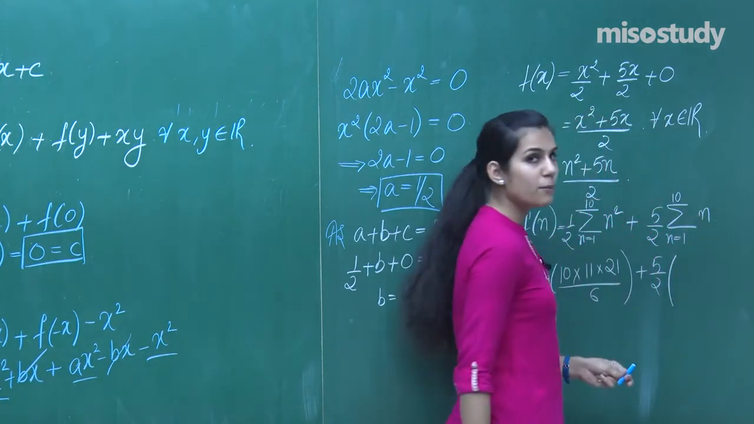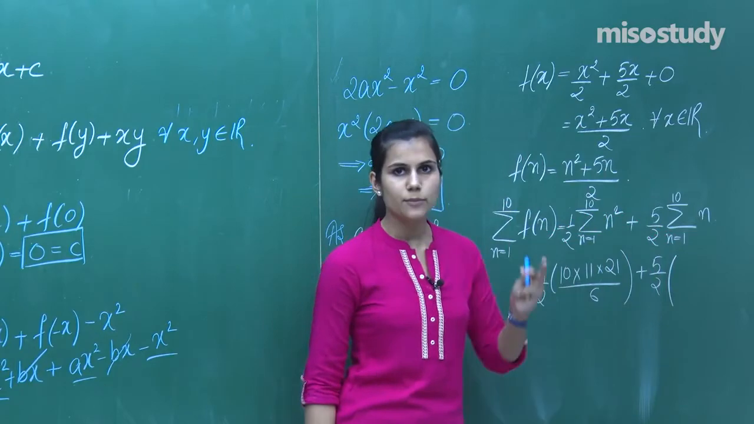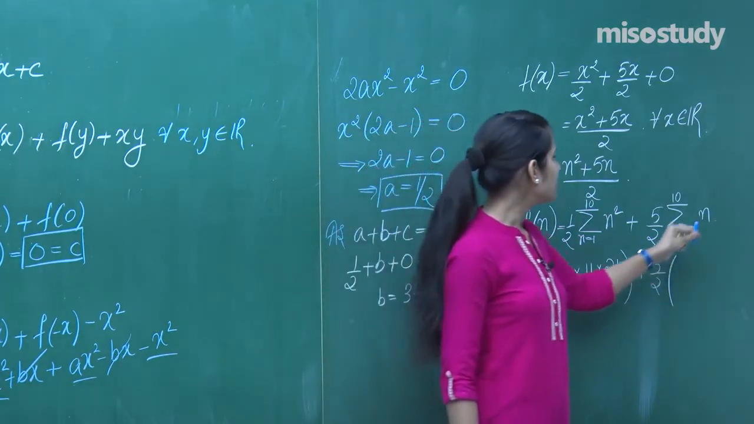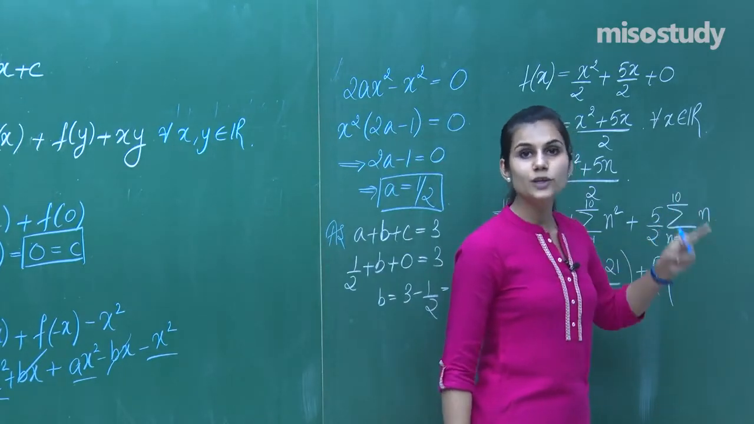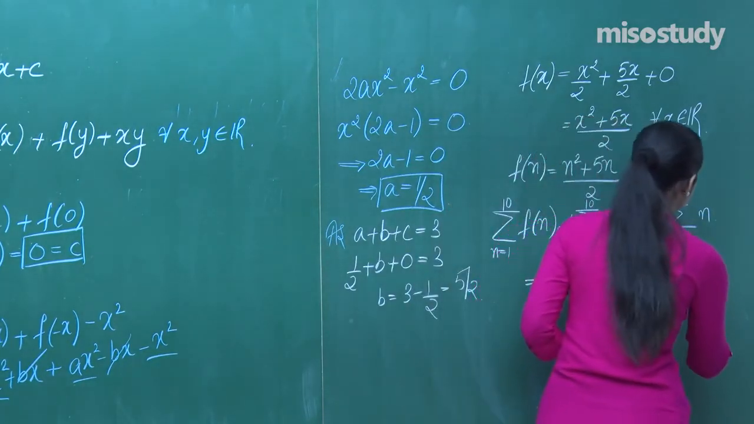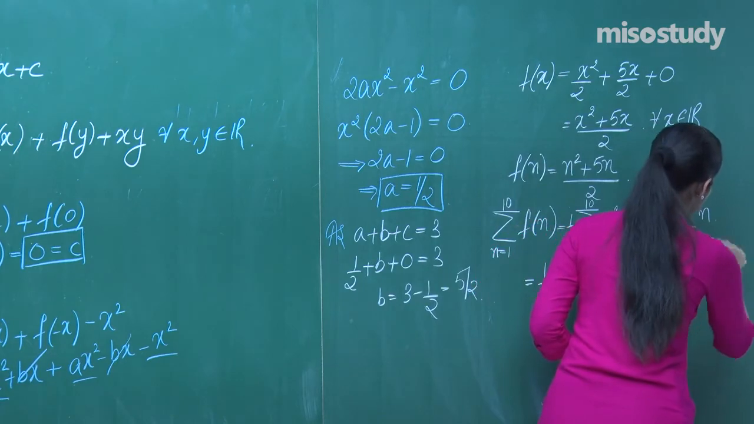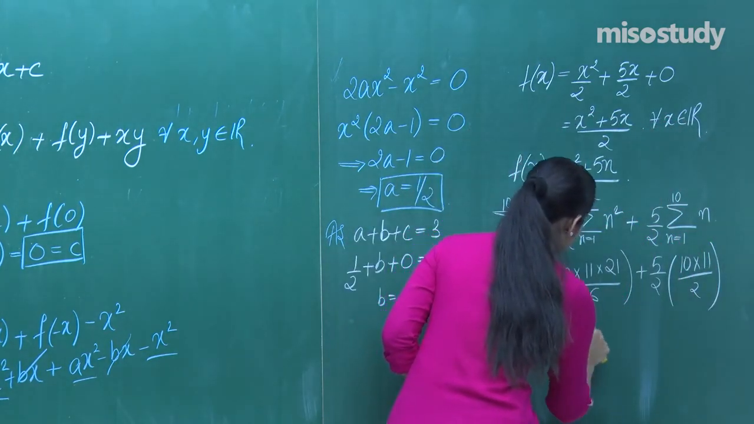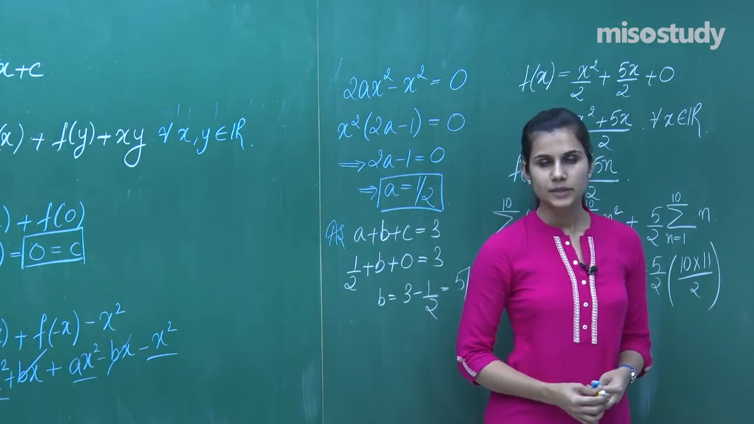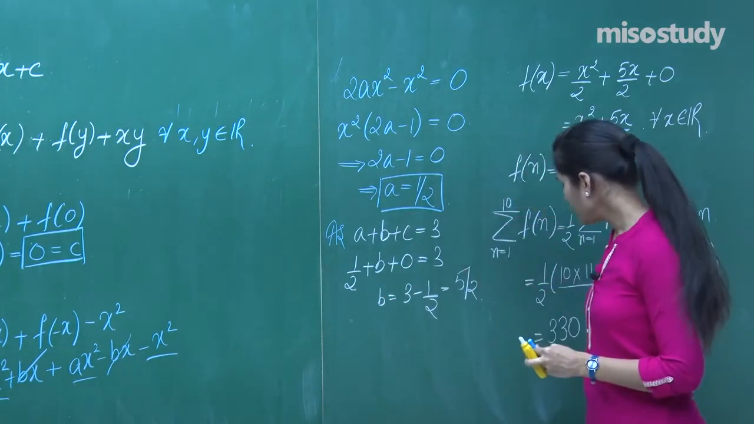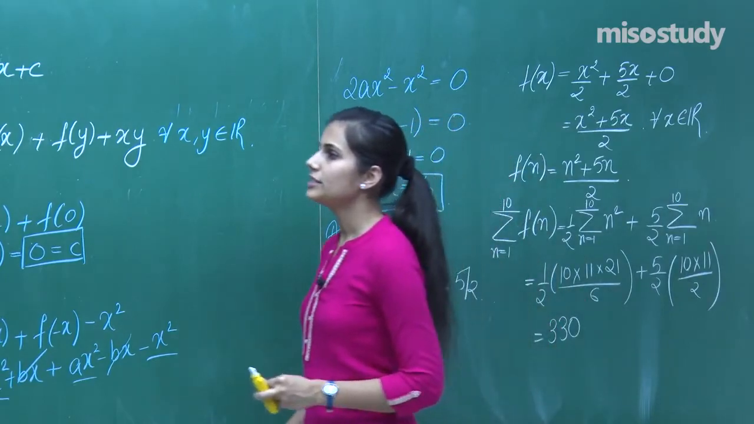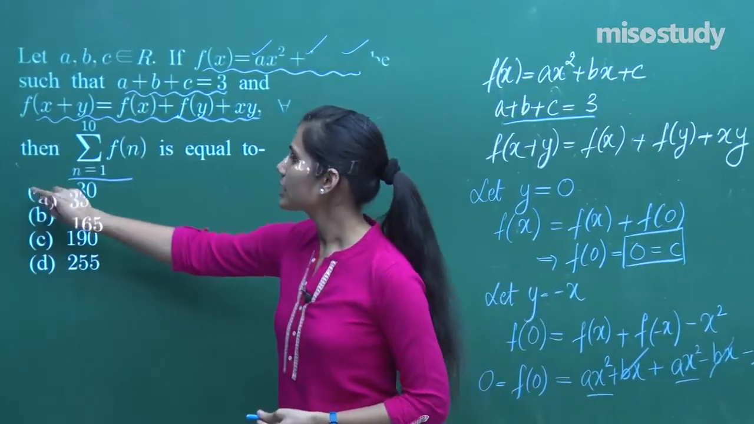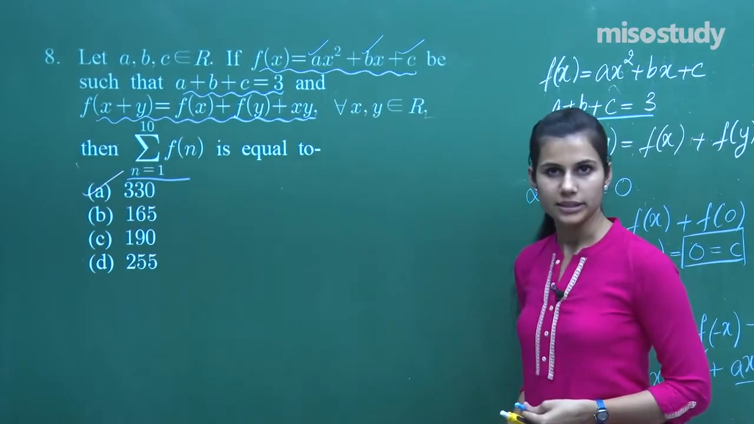This is nothing but sum of first 10 natural numbers. Sum of first n natural numbers is n into n plus 1 by 2. So sum of first 10 natural numbers is 10 into 10 plus 1 by 2, which eventually is going to give you 330 as the answer. Understood? That is how you first of all computed what is your f of x, and then you began computing this summation, which has come out to be 330.